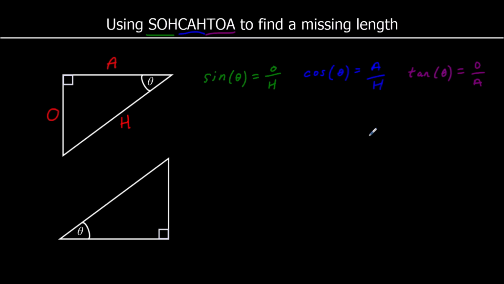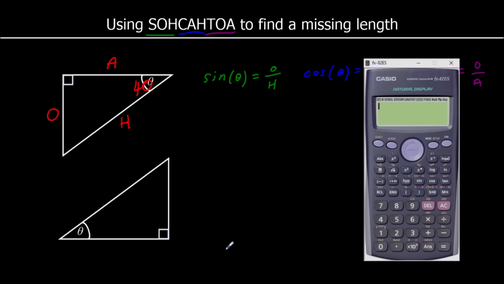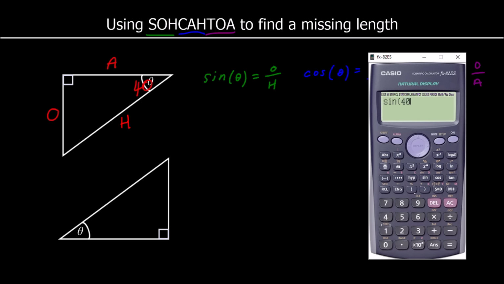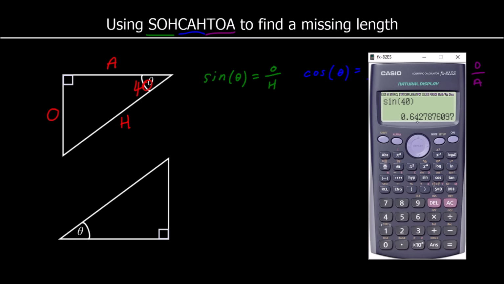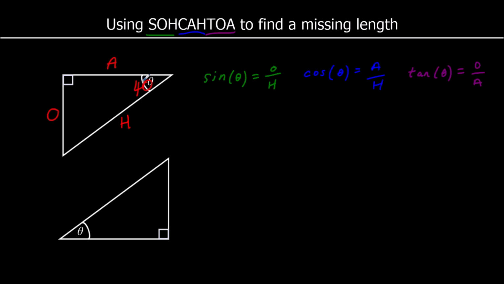I'll quickly say what these mean, although you don't have to worry about this too much. If we had an angle that was 40 degrees, so this angle is 40 degrees, and we typed in sine 40, we get 0.642787 and so on. So if this angle is 40 degrees, that means that O divided by H will be 0.6427 and so on. So whenever this angle is 40, we know what O divided by H will be.